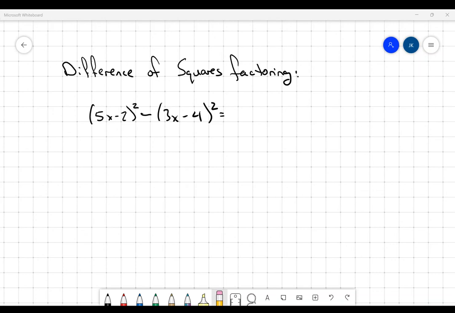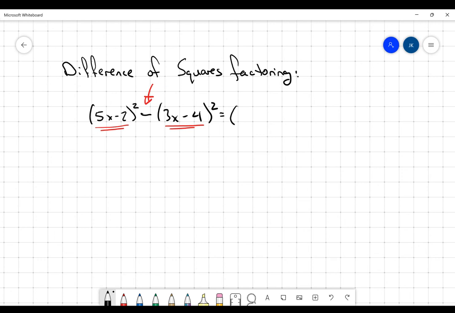All right, hi everybody. In this video, we're going to take a look at another example of difference of squares factoring. This time, we're going to have two binomials as those two terms there. Now, I know this is going to be difference of squares factoring because I've got the two terms, I've got subtraction in between, so I know this is set up nicely for me.